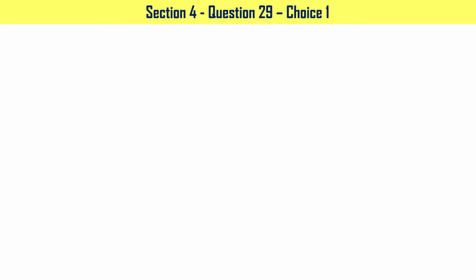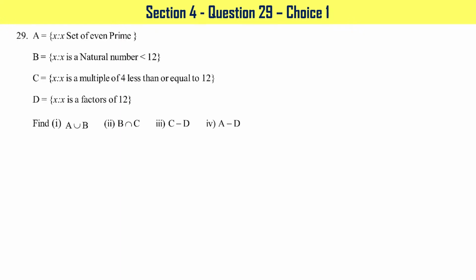Question number 29, choice 1. A is a set of even primes. B is a set of natural numbers less than 12. And C is a set of multiples of 4 less than or equal to 12. D is a set of factors of 12. We are asked to find A union B, B intersection C, C minus D, and A minus D.